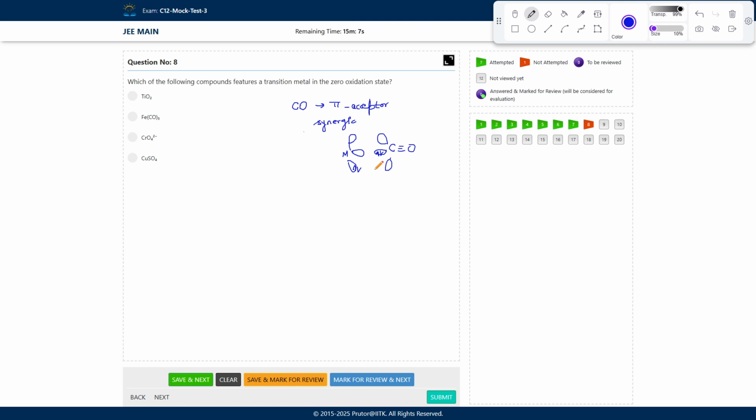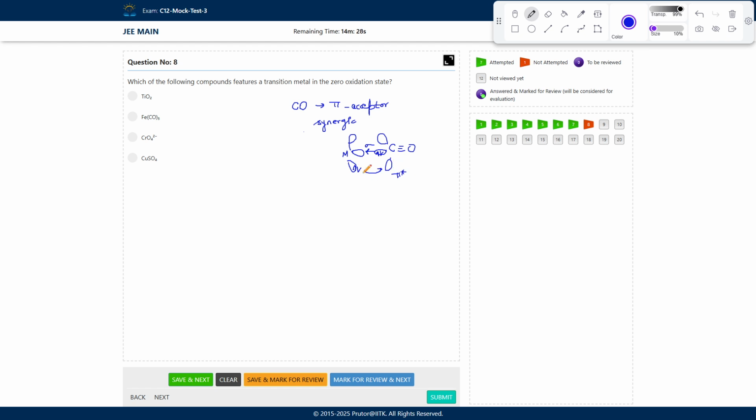So what will happen? This carbonyl is going to bond with the metal by the donation of the lone pair of electrons of carbonyl carbon to the vacant orbital of the metal, due to which a sigma bond forms, as all ligands form with the metal, right? But the pi bond forms here because of the donation of electrons from the filled d orbital of the metal to the vacant pi star anti-bonding orbital of the carbon monoxide.